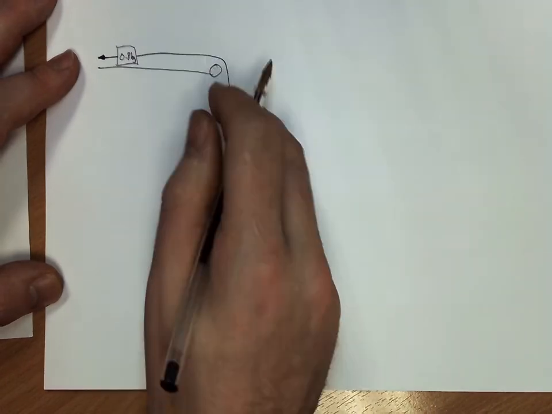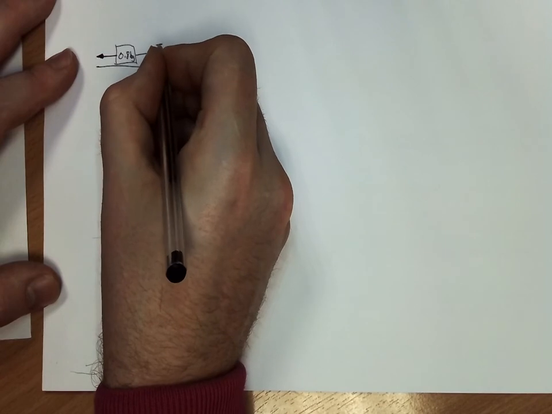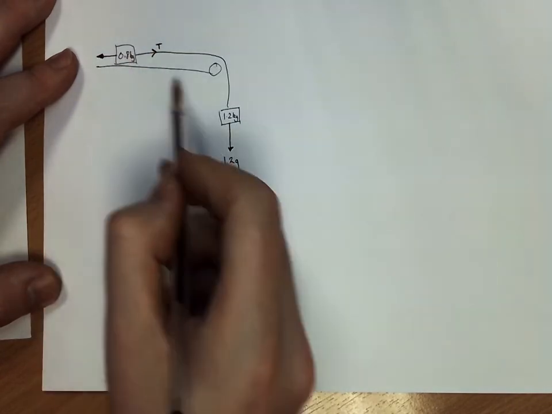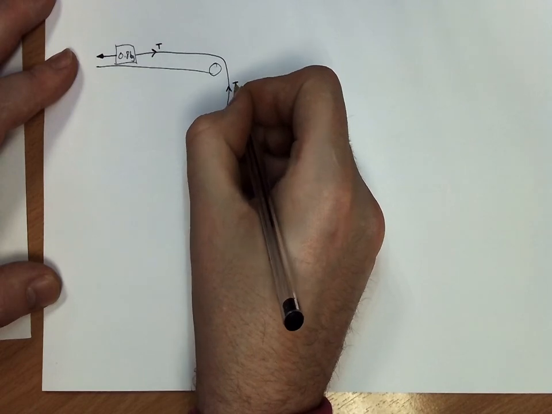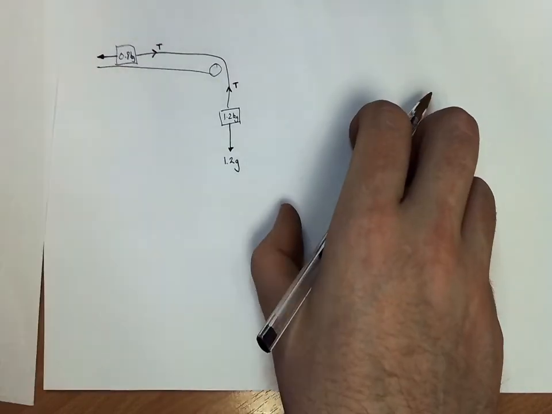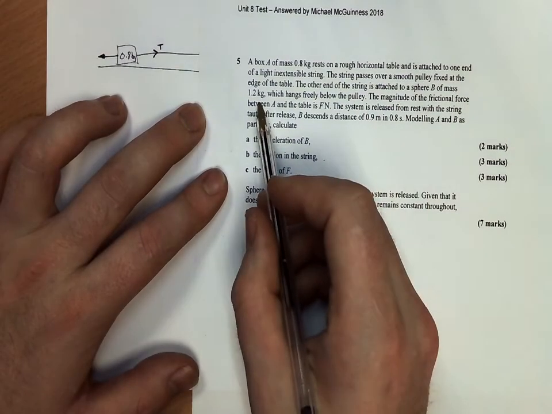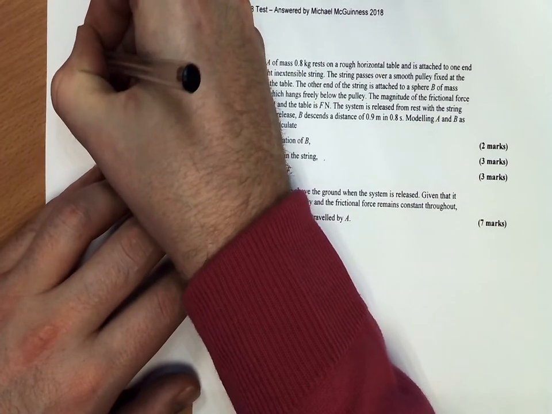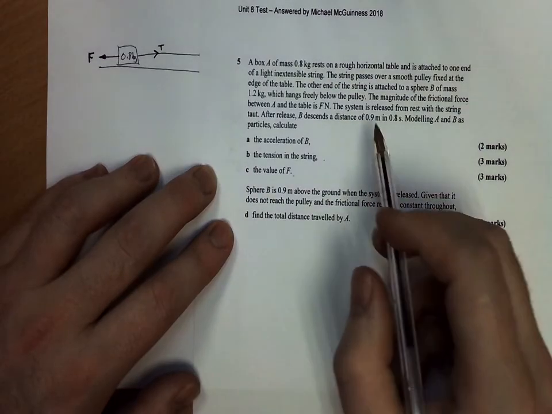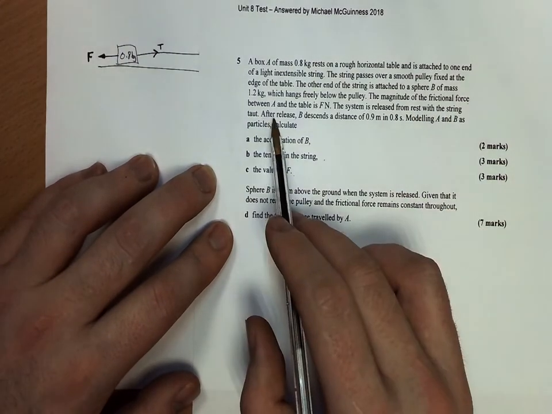This rope is going to cause this one to be pulled this way, which is T, but this one is slowing this one down, so it's pulling this one backwards, again T. So it's consistent all the way through. That's what we're being told so far. The magnitude of the frictional force between A and the table is F, so I can add an F to here.